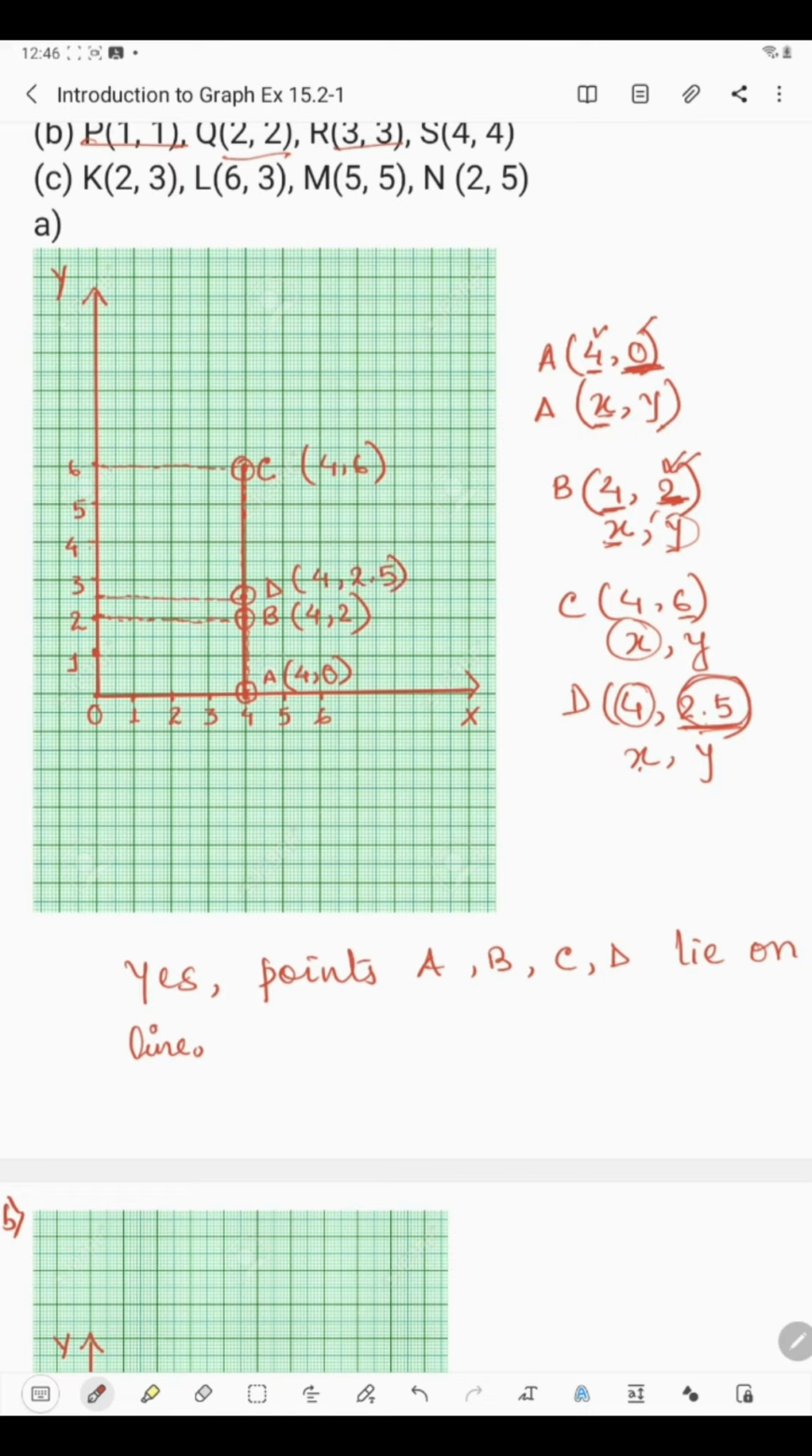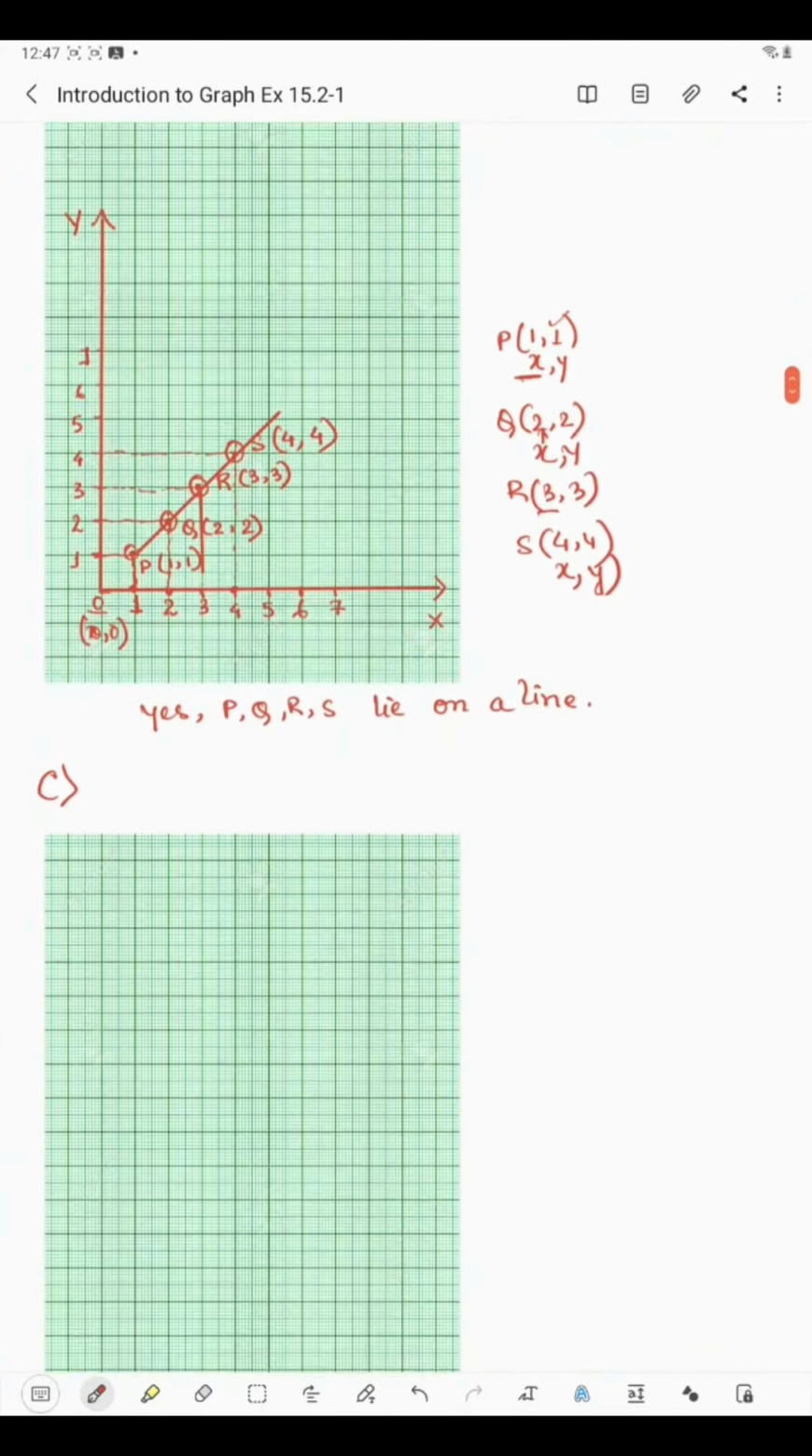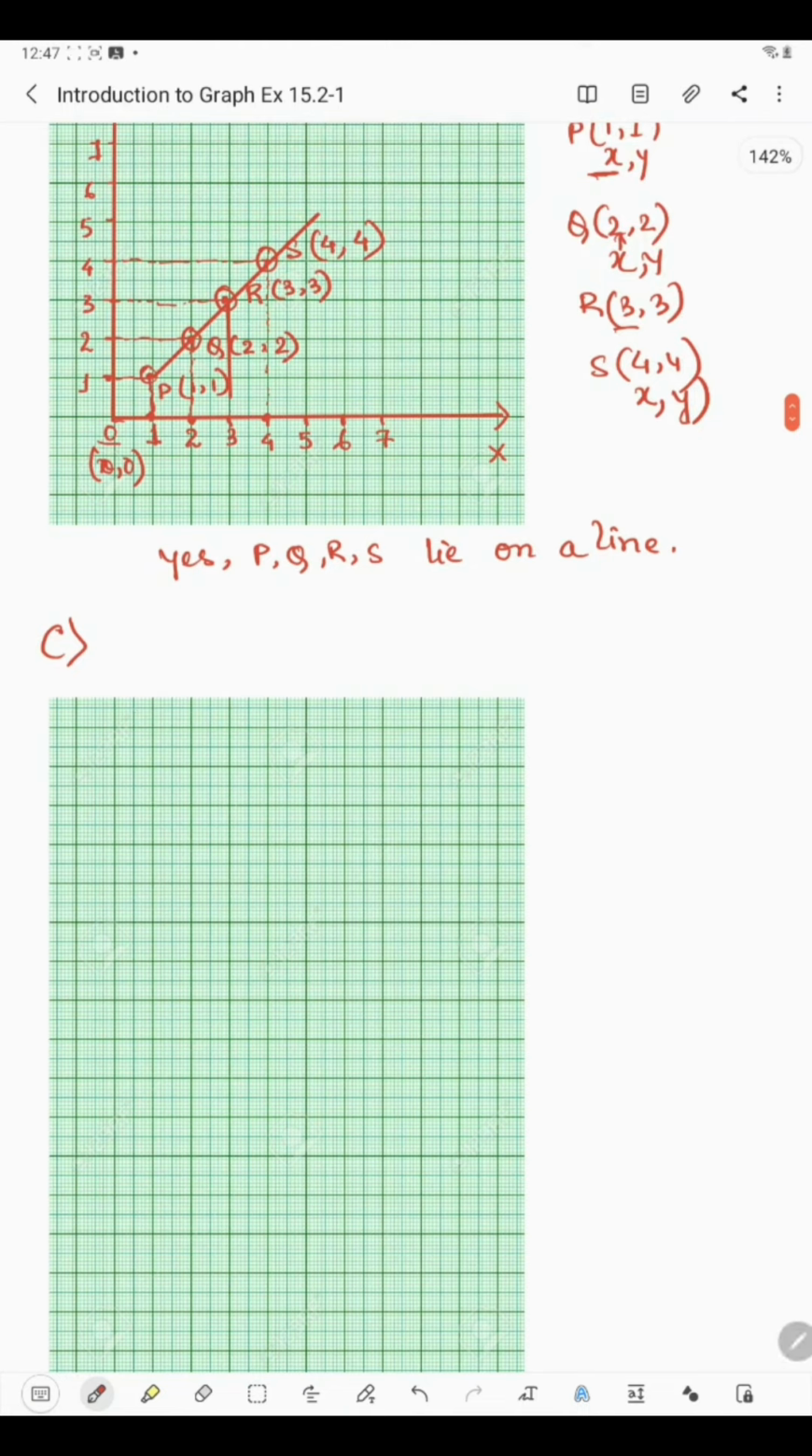Okay, now coming to C part. In the C part also, to plot this, we need to draw horizontal axis and vertical axis. So this is the vertical axis and this is the horizontal axis. Horizontal axis is known as x axis and vertical axis is known as y axis, and this is 0. Both axes meet at point 0.